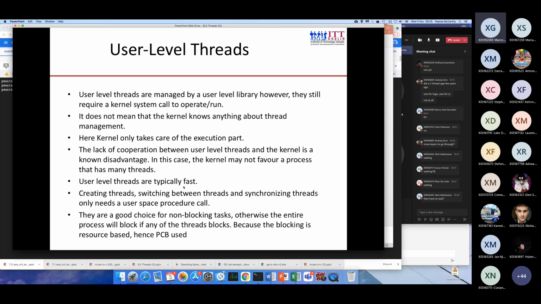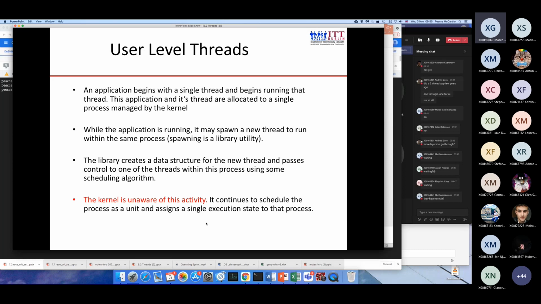And they're fast in comparison. That's why they're fast. And they're a good choice for non-blocking tasks. So if you have code and you know it's not talking to slow peripherals and it's not blocking, then they're fine. But if you do, they're not. Okay, so typically this is how they work. I'm not going to read this. This is very, very straightforward. The important point is the last one.